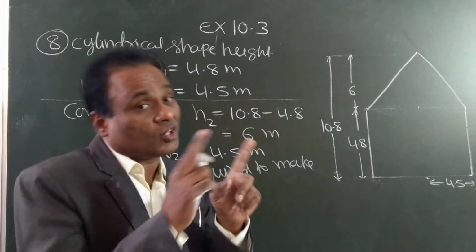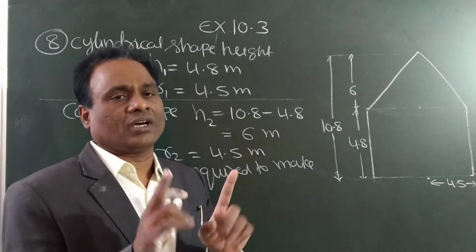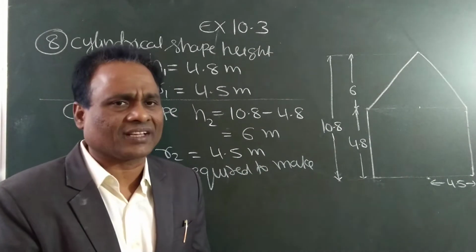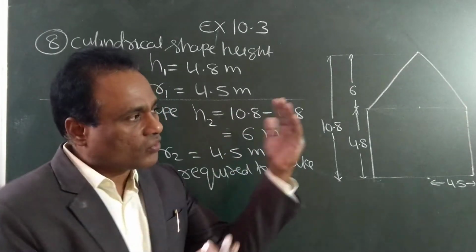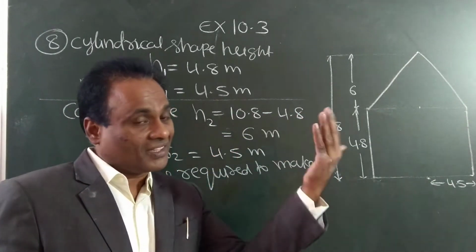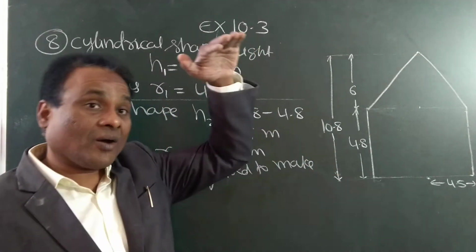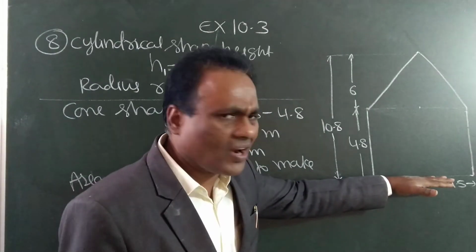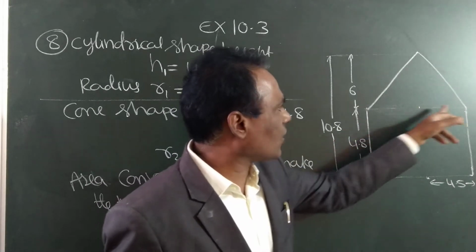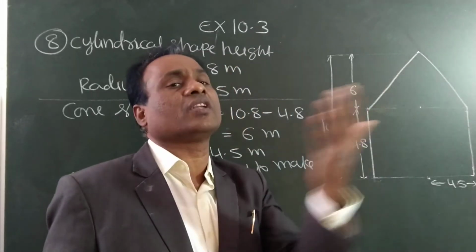Curved surface area, total surface area. There are only two areas, so which area do we have to take? Curved surface means only the side portion. Total means base and top. We are not discussing the base, and we are not discussing the top, so therefore only the curved surface.